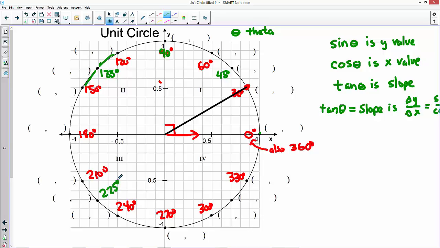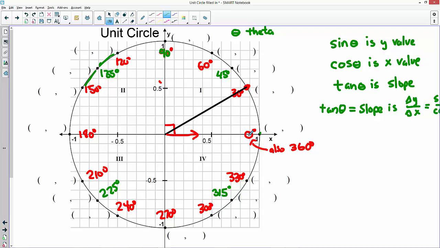225. And then another 45 would be 270. Another 45 would be 315. Okay, and then another 45 brings you back to 360 or 0.